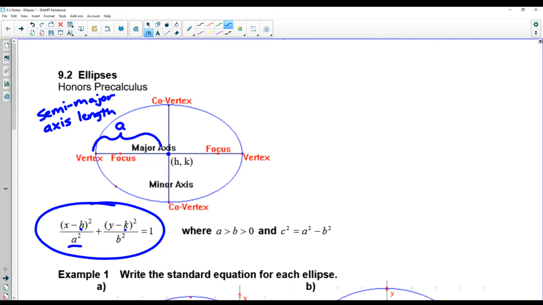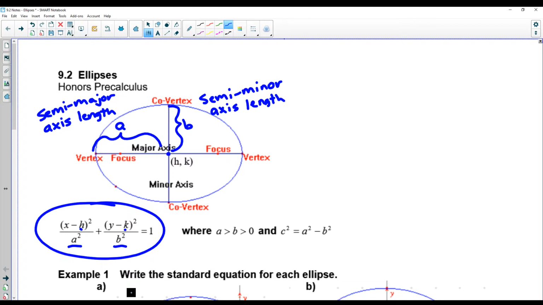So we have the semi-major axis length from the vertex to the center. And then from the co-vertex to the center is the semi-minor axis length. You need to write that one down. And that will come from the smaller of the bottoms of the fractions. The smaller number will give you the B value, and that is the length from the center to the co-vertex.